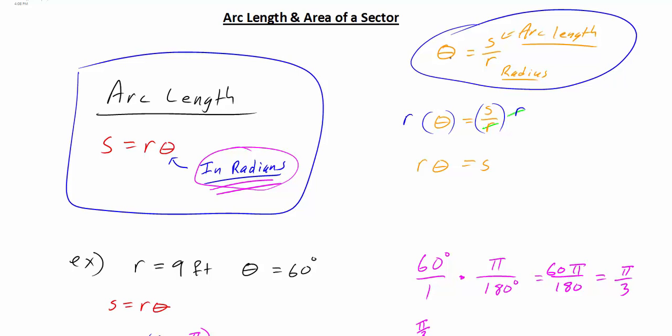Okay, just keep in mind that anytime you use this formula, or this one over here that we have for arc length, this angle theta has to be in radians. Okay, so now let's look at finding the area of a sector.